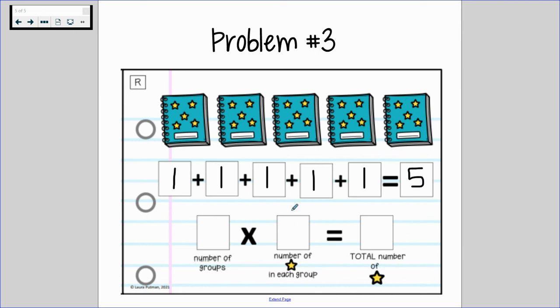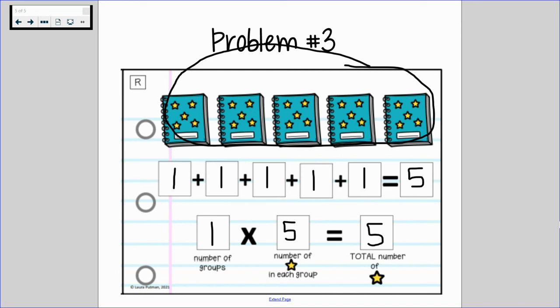And then I can jump down here to my multiplication problem. I have one total group times 5 books inside of my group equals a total of 5 books. Okay, so that can be one way to do this problem.